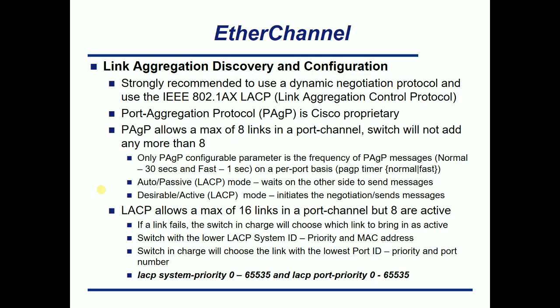priority and port number. And the way that you configure this is in global config mode. You could say LACP system priority 0 to 65,000, and then go into the physical port and say LACP port priority 0 through 65,000.